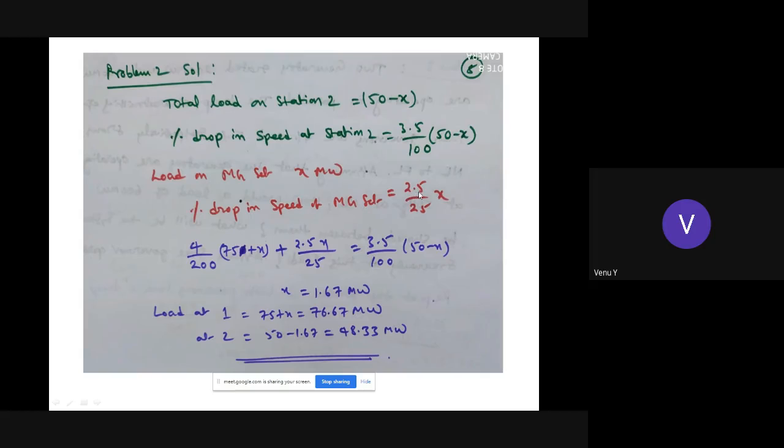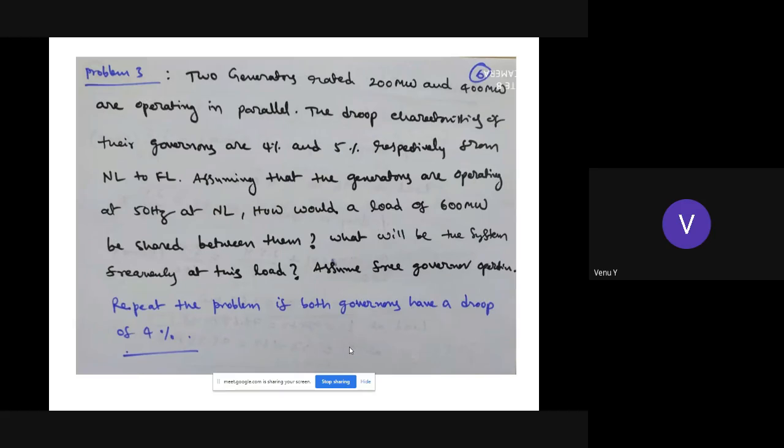The load on the MG set is 2.5 by 25 into x. So now station 1 as well as the MG set, the summation of these two drops equals the drop in the station 2 control area. Control area 1, control area 2. Therefore, after solving that, x is equal to 1.67 megawatts, that is the load on the MG set. Load on station 1 is 76.67, and similarly, load on station 2 is 48.33 megawatts. So that is problem number 2.